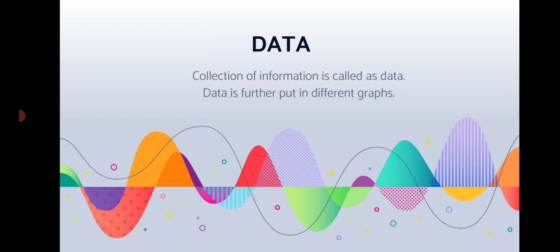So what is data? Data is nothing but a collection of information. We use this data to further put in different graphs. So whatever information we have, a group or a set of information, we arrange it or assemble it in proper sets so that we form data.